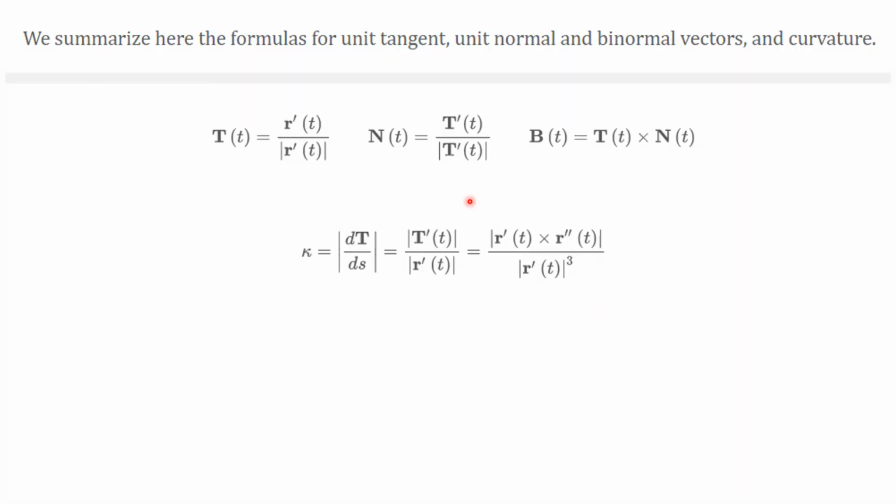So we've actually talked about quite a few formulas here, so we summarized them. And again, this is for the TNB frame, and also reminding ourselves of curvature. So remember this for the unit tangent vector, this for the principal unit normal vector, this for the binormal vector, and these are several representations of the curvature. Again, you're going to be expected to know these and apply these on assessments.